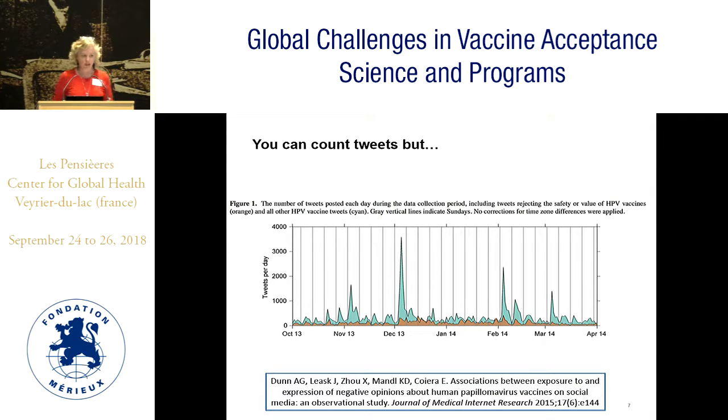Because we're interested in what impact that has on vaccination behaviour, we can do a few things with Twitter, which is good because it's more publicly available than, say, Facebook. You can access tweets and you can count them. Each of the lines here represents a Sunday. These are tweets about HPV vaccination, 30,000 of them. The greeny blue colour is positive or neutral, and the orange is negative. So if you want to get into the noise, you should be tweeting on a Tuesday.